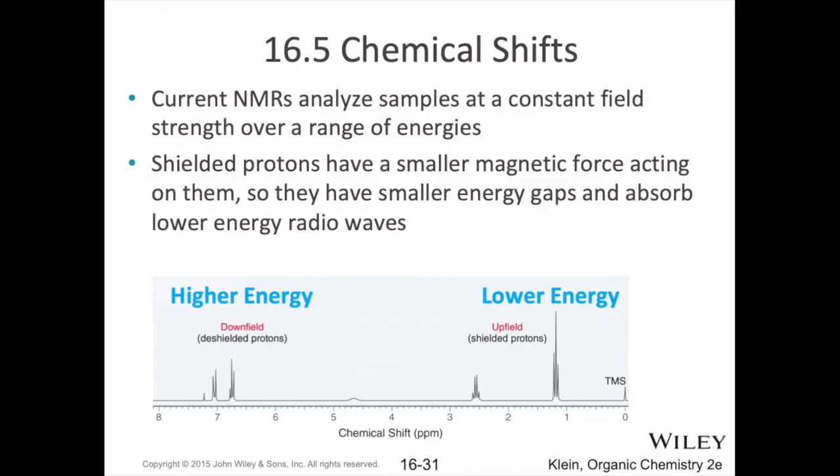Another way to think of it is in terms of that energy gap. Your deshielded protons are being influenced by the magnetic field more, so the energy gap between those alpha and beta spin states is larger, and that corresponds to a higher energy radio pulse. That's again why it shows up downfield.